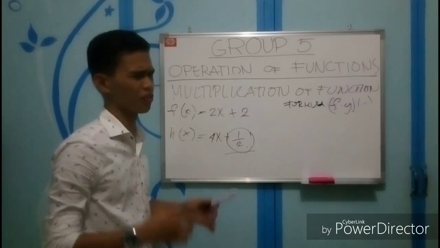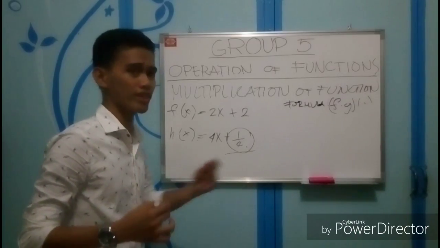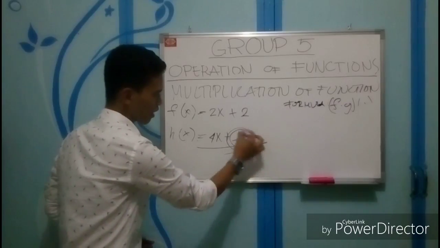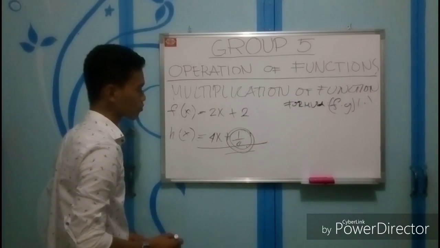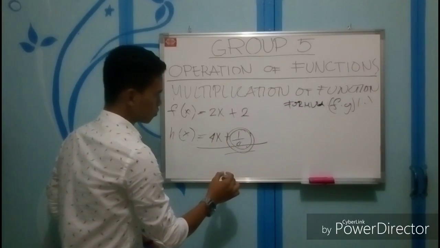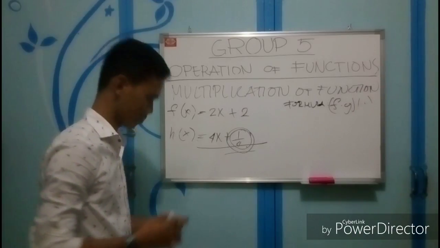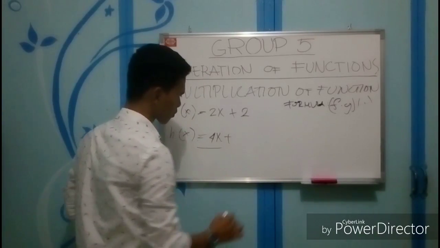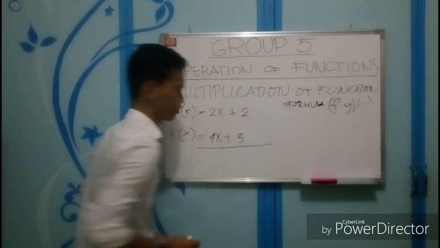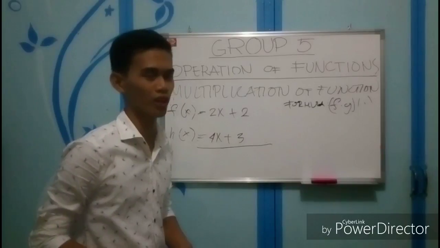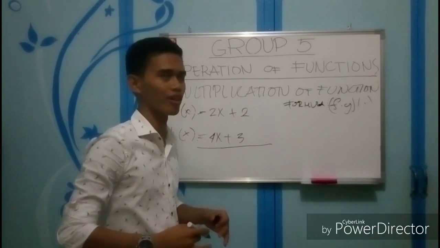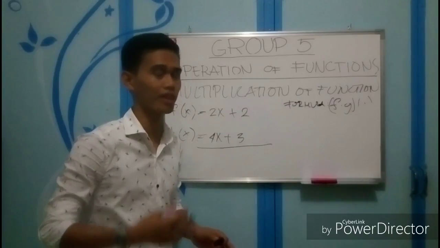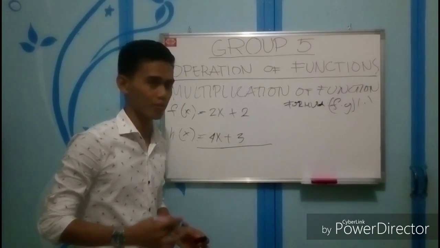Since we have used the FOIL method and the distributive property, now let's use another one. Since there is a fraction, what are we going to do? Okay, let's rephrase this one, to be easier for you to understand. So you will understand more clearly and easily.